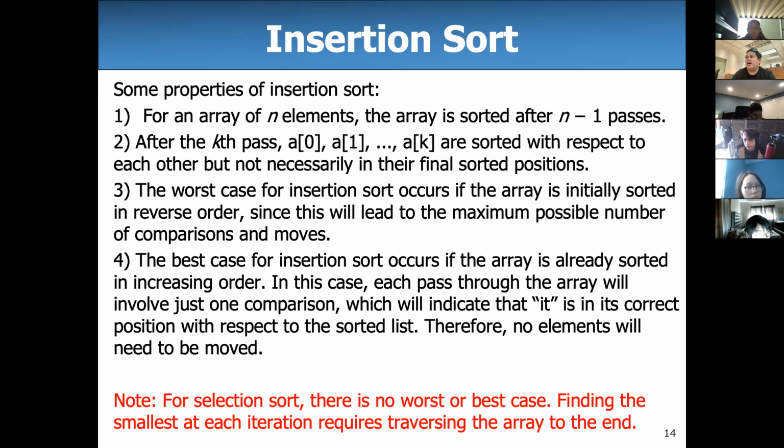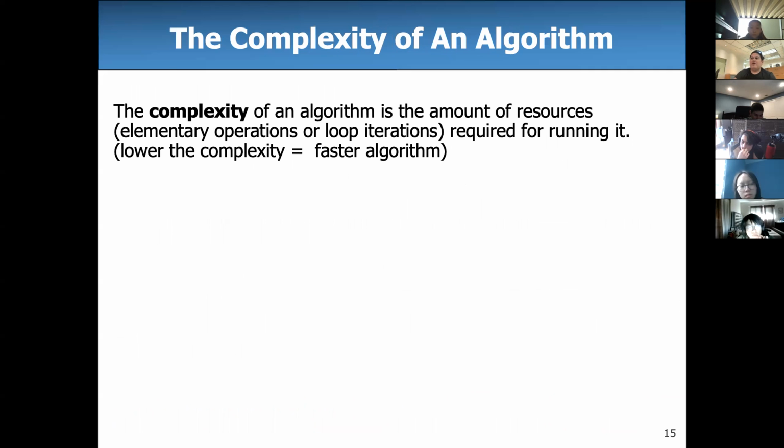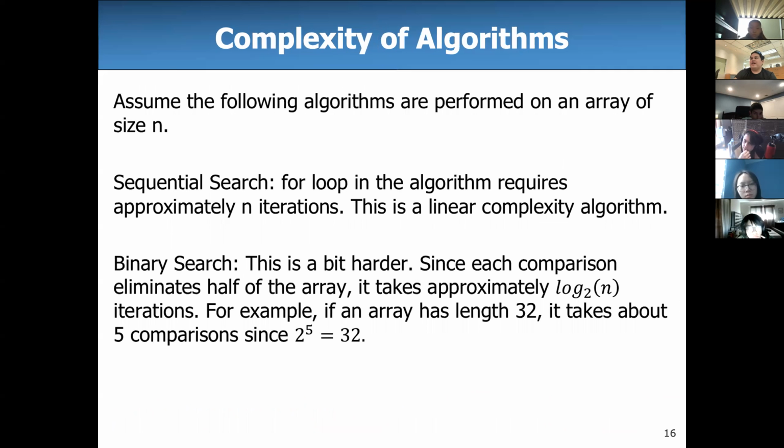Okay, so for an array of n elements, the array is sorted after n minus 1 passes. So same thing as a selection sort. You have the possibility of being in a perfect order where the highest amount of passes would be n minus 1. Now, we don't need to know any of that. The complexity of the algorithm, you don't have to do any of that.